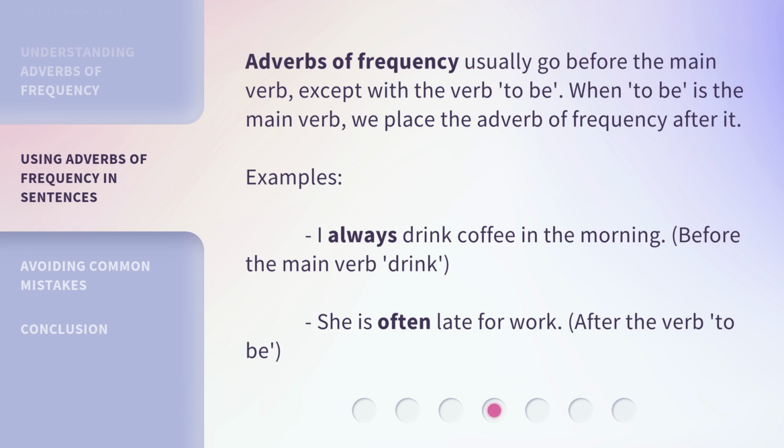Adverbs of frequency usually go before the main verb, except with the verb to be. When to be is the main verb, we place the adverb of frequency after it. Examples: I always drink coffee in the morning. Before the main verb, drink. She is often late for work. After the verb to be.